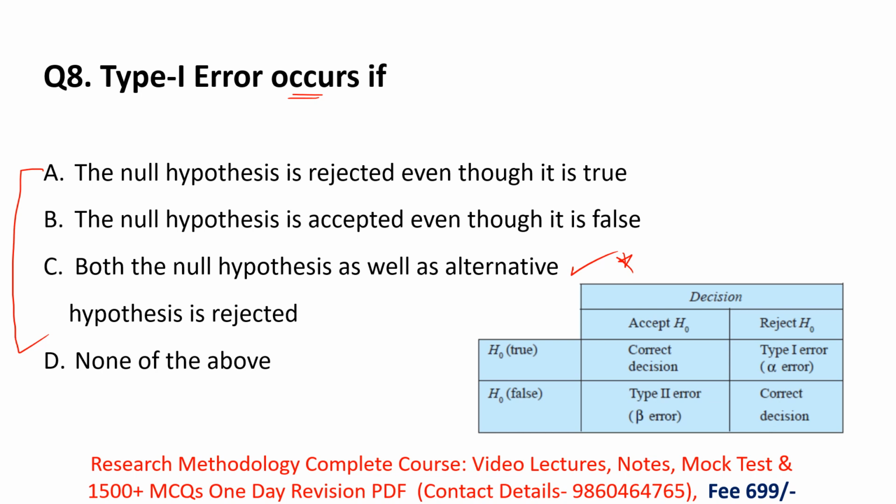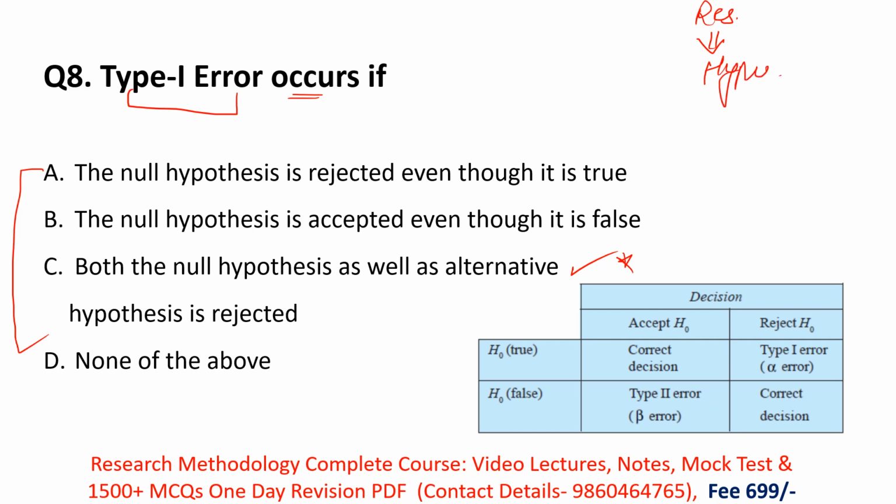While going through this table, first of all we'll see from which concept the type 1 error and type 2 error terms are arising. So remember, in research, what does a researcher do? The researcher tests their hypothesis.